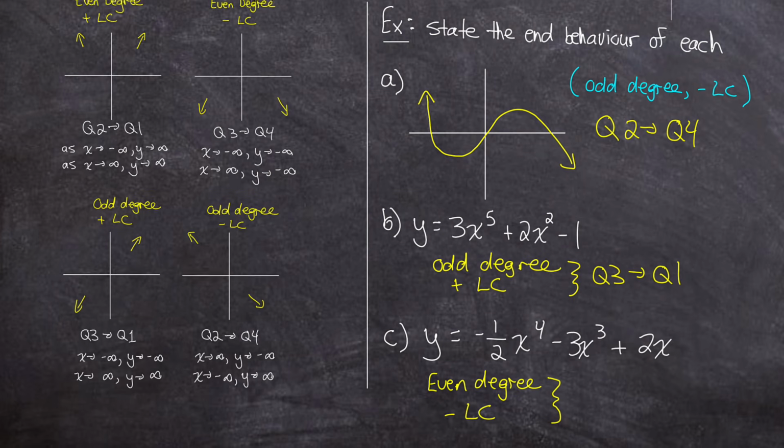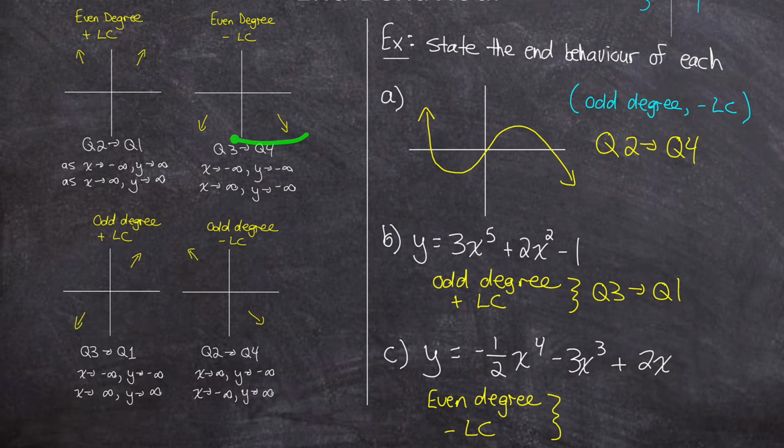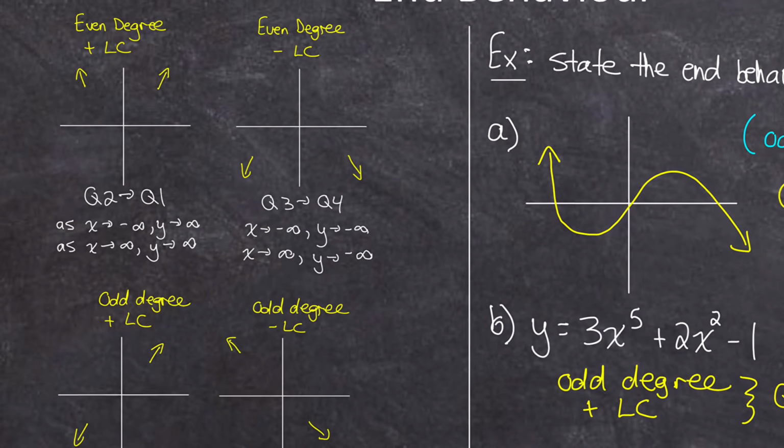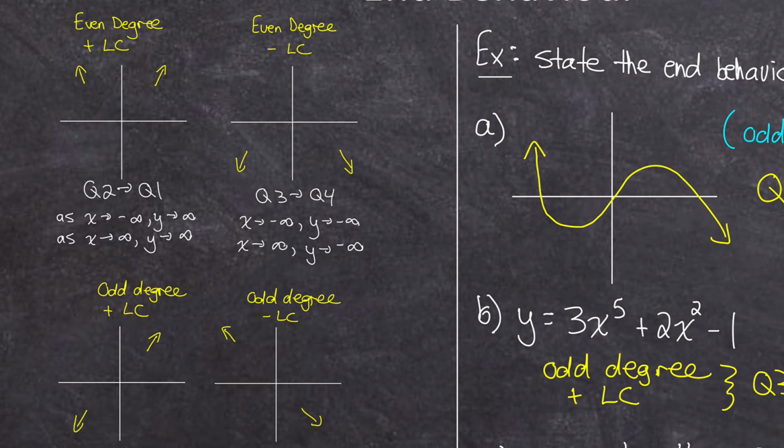Because of those two pieces of information, I know we have this scenario where it goes from quadrant 3 to quadrant 4. And before we move on, one last tip for you. If you look at the right side of any function, if the right side is pointing up, you know you have a positive leading coefficient. And if the right side is pointing down, you know you have a negative leading coefficient.